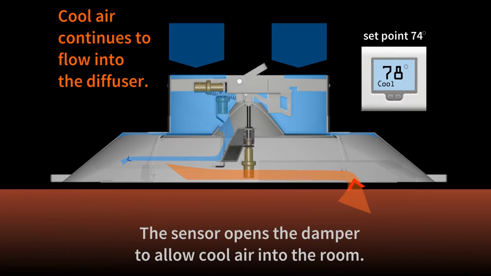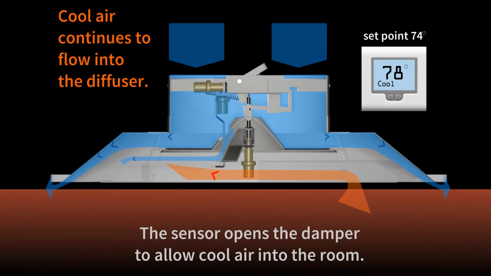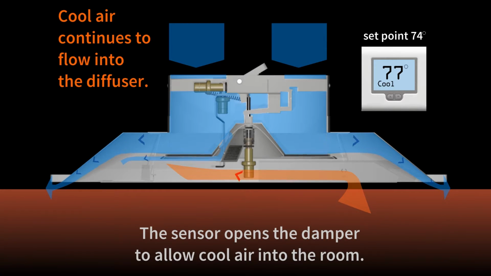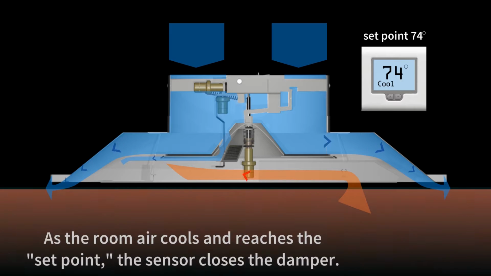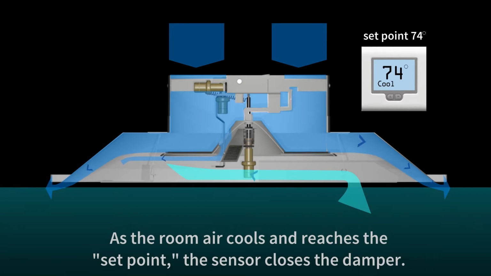Cool air continues to flow into the diffuser. The actuator senses the warm room air and opens the damper to allow cool air into the room. As the room air cools and approaches the temperature set point, the actuator will begin to close the damper.